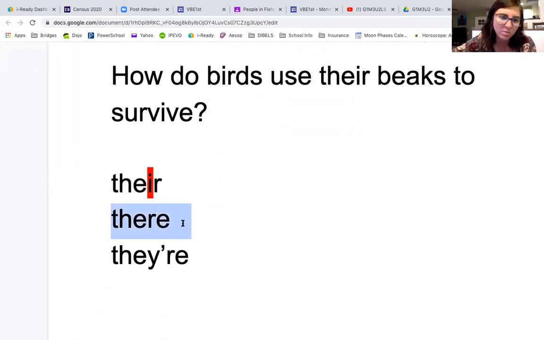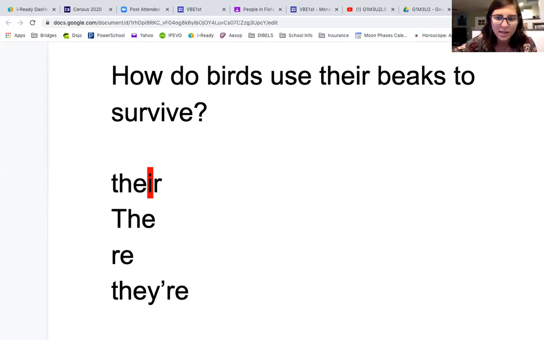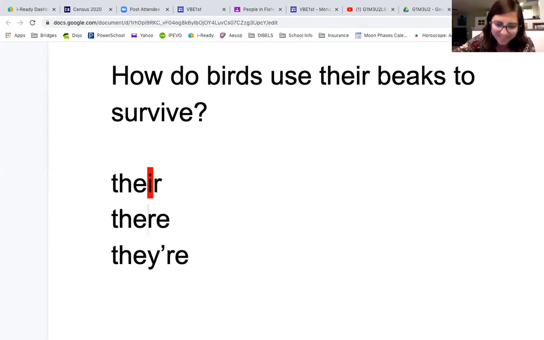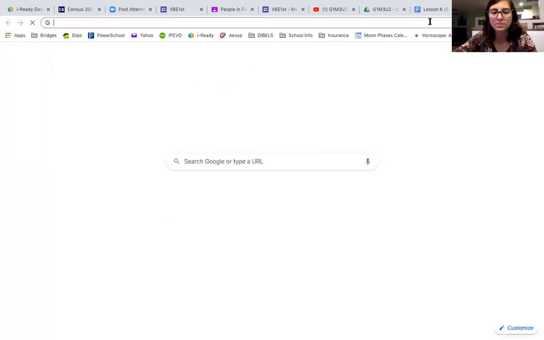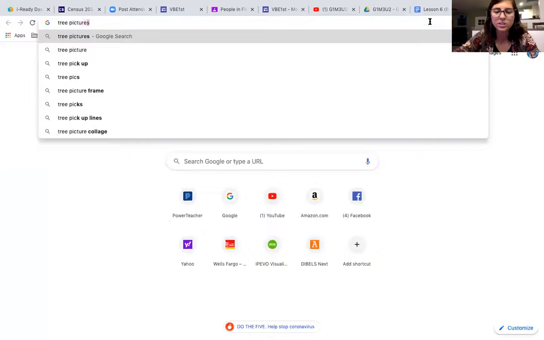Remember, just to brush up though, we're that there. Remember how we drew a tree on that R, and that means like over there in the park. Remember that R? We made a tree right there. Let's see. I'll look up a tree picture.